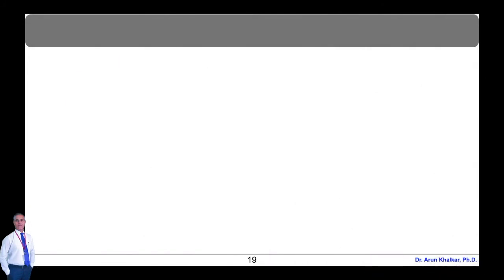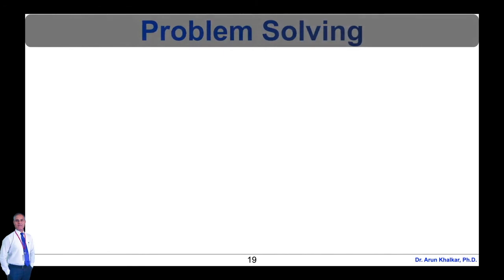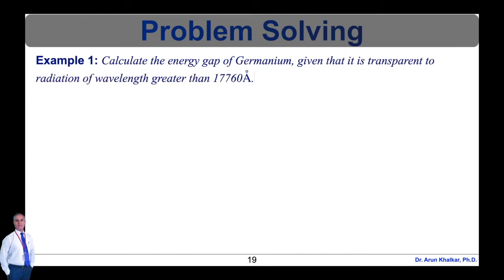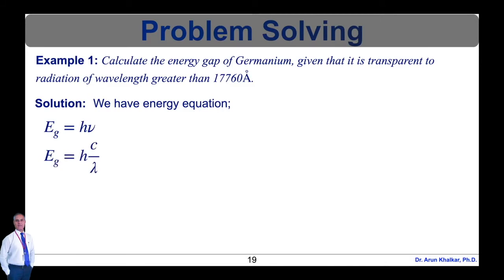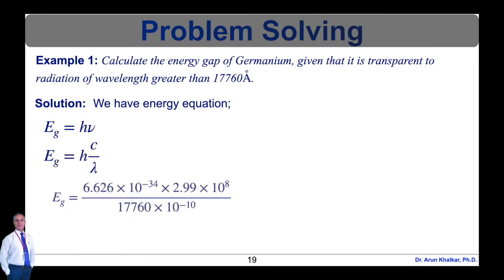Now, based on the formulae which we have discussed earlier for the electrical conductivity, resistivity, etc., let's see some problem solving. Example number 1. Calculate the energy gap of germanium given that it is transparent to radiation of wavelength greater than 17,760 angstrom unit. The solution of this problem is as follows. We have the energy equation Eg is equal to h nu. Therefore, Eg is equal to h into c upon lambda.